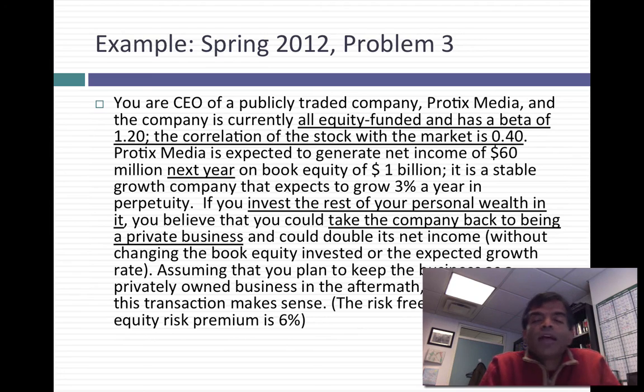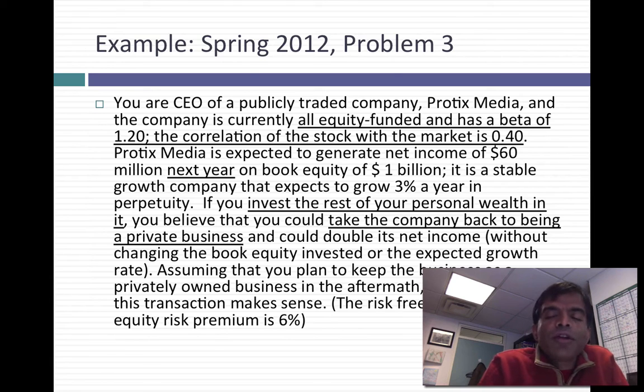So let's take an example. This is spring 2012, prompt 3. You're the CEO of a publicly traded company. And I've given you a firm. It's all equity funded. It has a beta of 1.20. And I give you the correlation of the stock with the market. You're saying, why? It's a public company. Who cares? Here's why you should care.